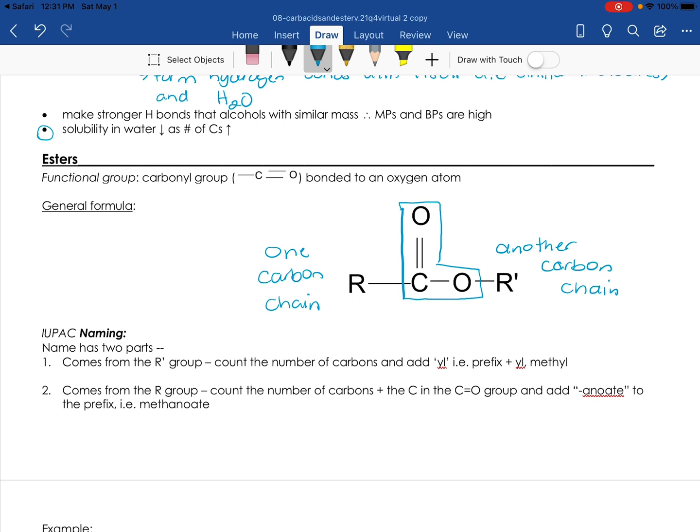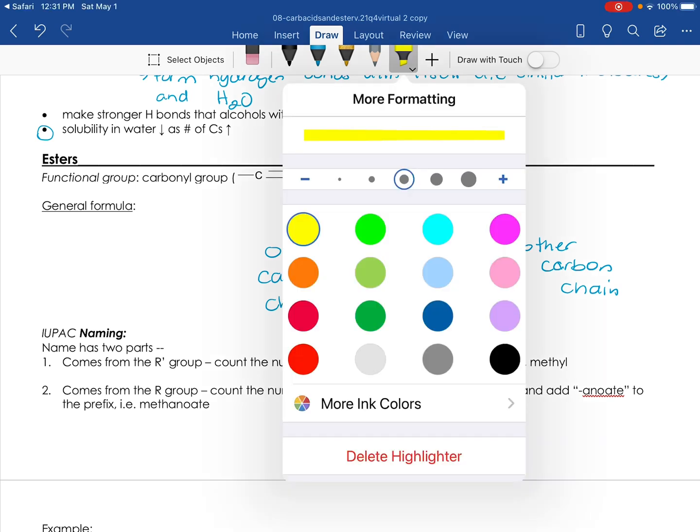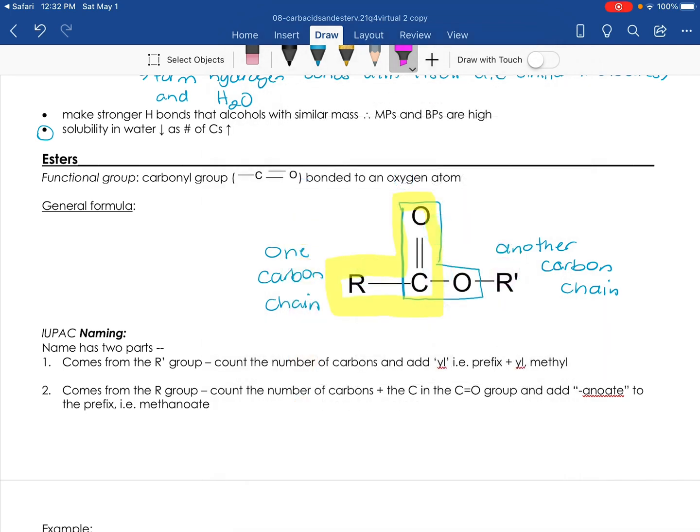So this is where maybe you want to get out some colors. I'll use yellow. What we're going to do is split the ester and split its name as well, I'll use pink, into two chains. For the first chain, the convention is that we look at the carbon chain that is attached to the single bonded oxygen. The second part of the name is going to be the carbon chain, including the carbon with the C double bond O. So the pink part we're going to write first, and the yellow part we're going to write second. If you want, you can even color code your notes here.